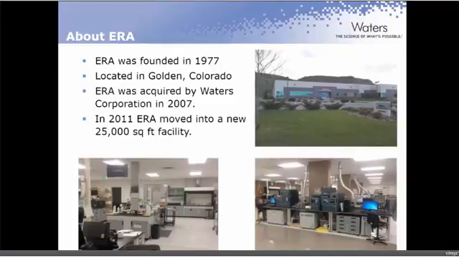Founded in 1977. We're located in Golden, Colorado. Here's some pictures of our facility, our lab, where we manufacture and analyze a lot of our products that we produce. All our products we produce. We just moved into a 65,000 square foot facility, 25,000 of which is the lab.